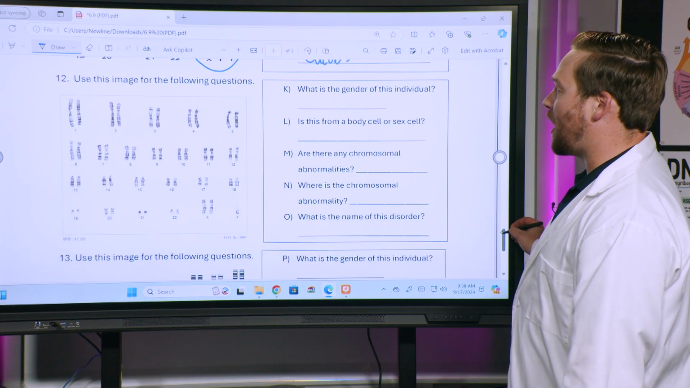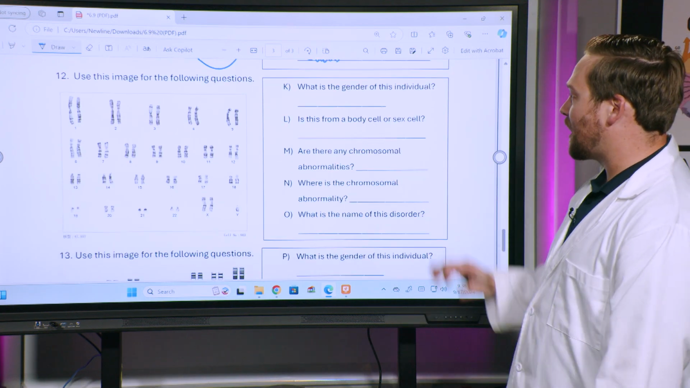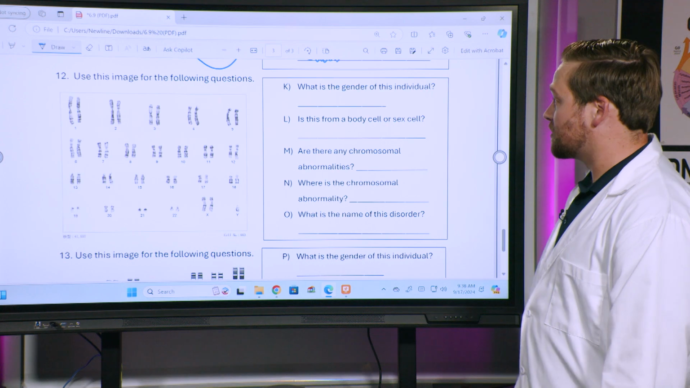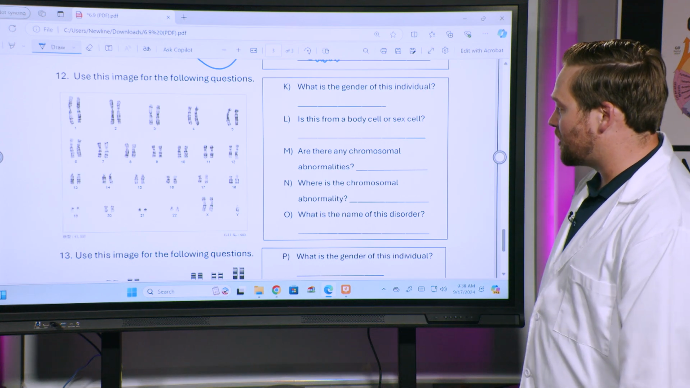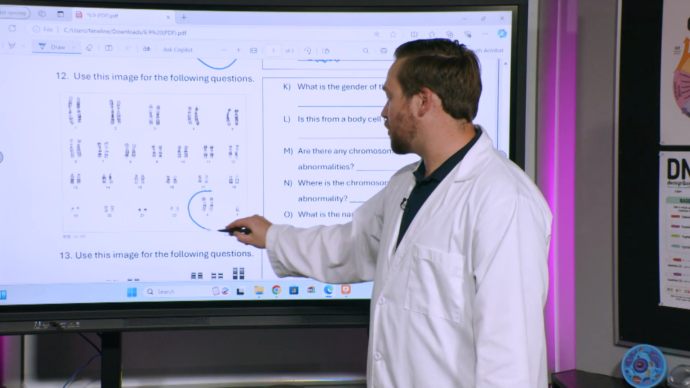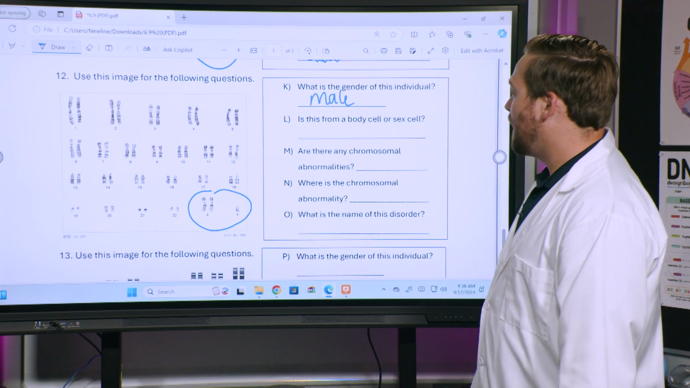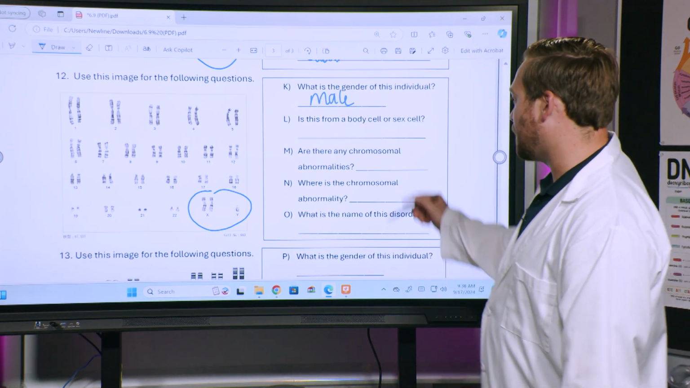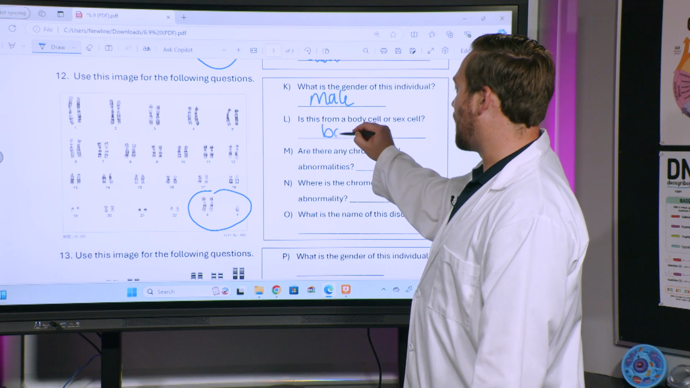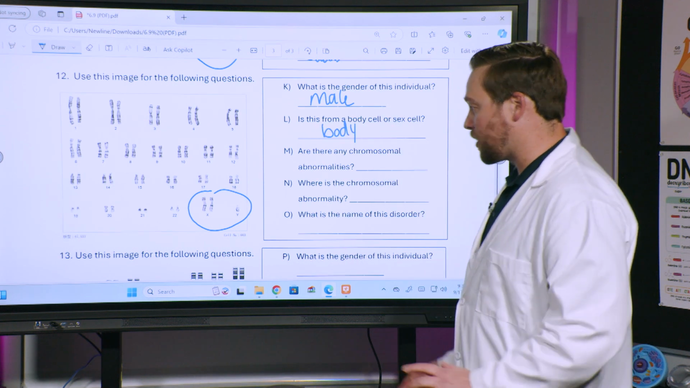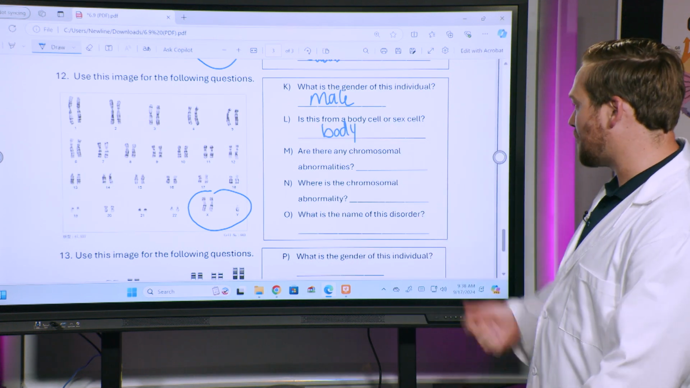Let's keep it going. 12. Same thing. We're looking at the karyotype, answering some questions. K says, what is the gender of this individual? Well, here are the sex chromosomes. I do see a Y, so this is a male. Okay? Is this from a body or sex cell? This is from a body cell. Again, if you see 46 or more, it's a body cell.